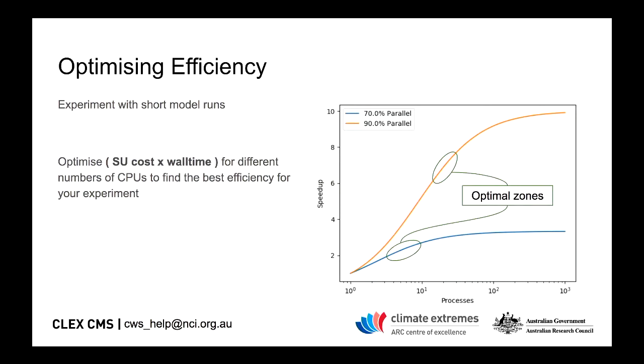Or if you need results really fast, you can talk to your other project members, because our SU resources are a shared resource between the members of your project. So you talk to them and see if you can increase the number of CPUs, which makes your job less efficient, but will get your results faster.